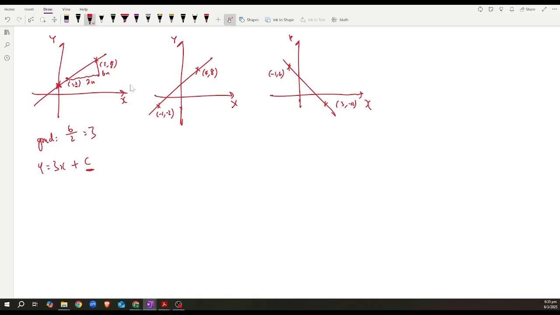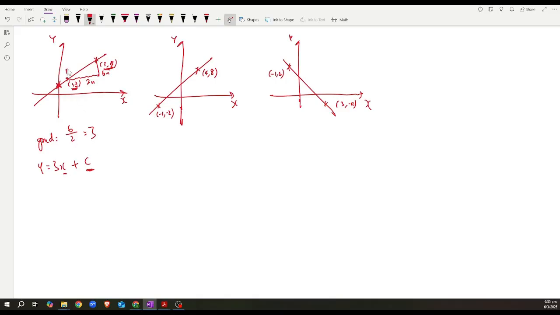But no issue. Why? Because we can use any of these points that lie on the equation. Remember, the equation of a line is kind of like the instruction set for you to plot the line, right? If you're given the x coordinate of a point, the equation will tell you what the y coordinate should be, as long as the point lies on the graph.